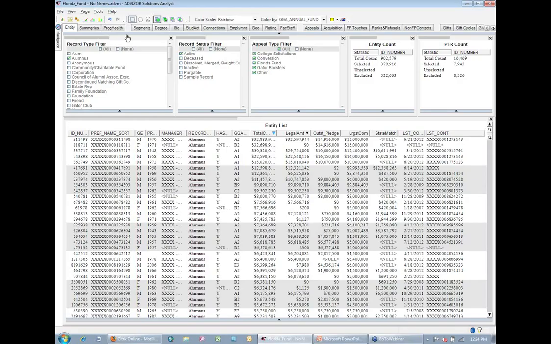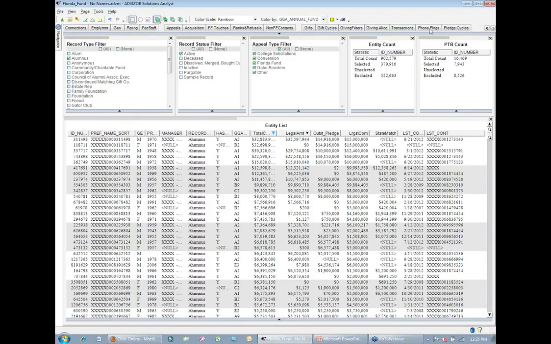So I have over here some just quick summary information that I kept here by the entity page, and then I have it divided up into information that I can use to create segments and look at segments. And then over here I have some information on appeals and how our appeals are doing. And then at the very end I have a section on how our gifts and our pledges came through.